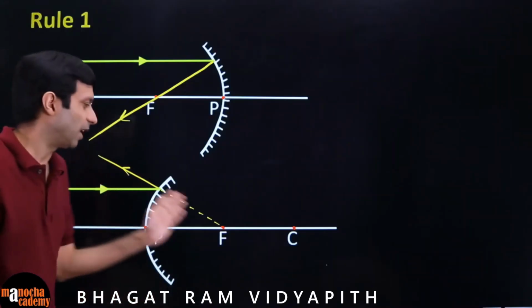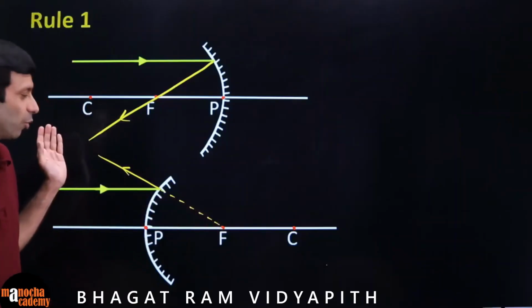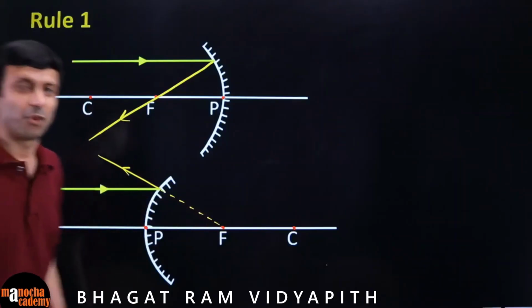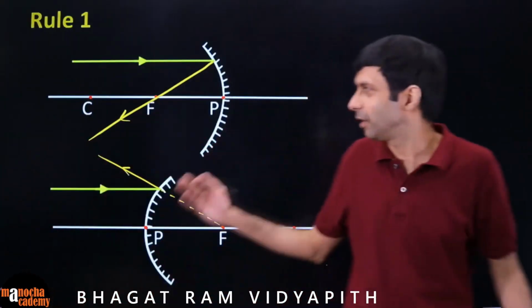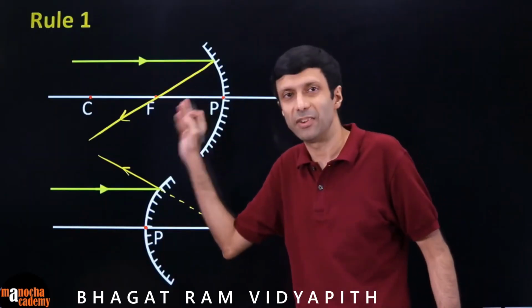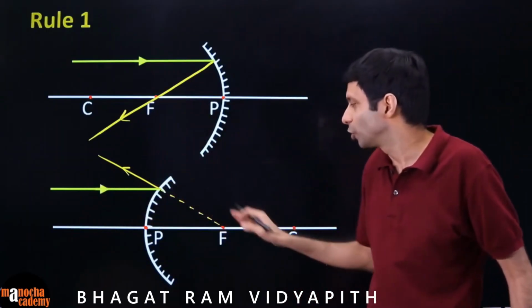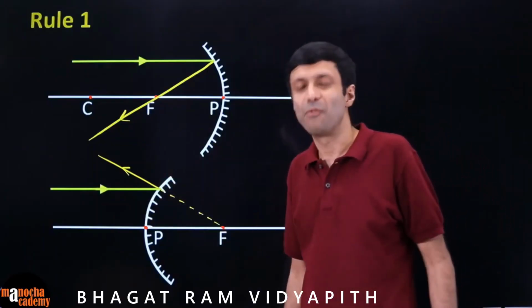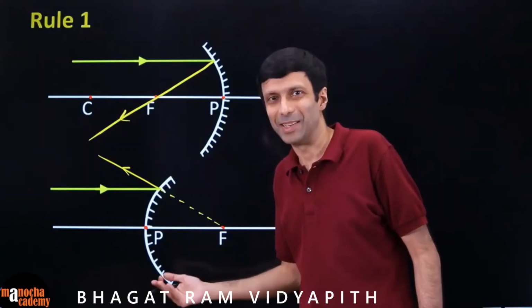So there you can see the light seems to be coming from the focus, and this is for a convex mirror. So there you can see the difference. Here the light is actually reflecting and passing through the focus, which is why this is a real focus. Here the focus is virtual because it appears to come from the focus. So this was rule 1.